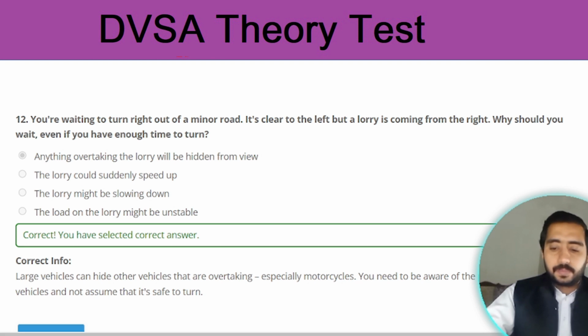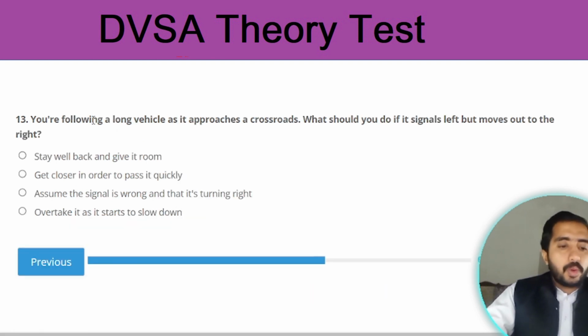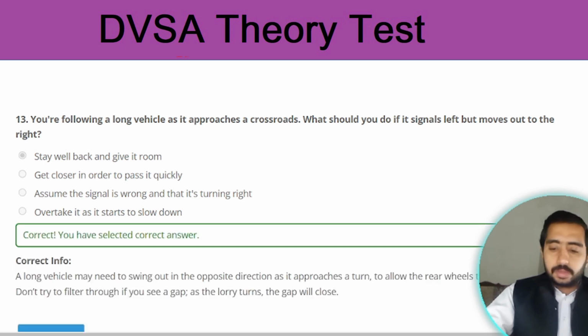Next question. You are following a long vehicle as it approaches a crossroad. What should you do if it signals left but moves out to the right? If they are showing a signal left and they are moving to the right, in this situation, you need to stay well back and give it room. Option A is the correct one. Next one.